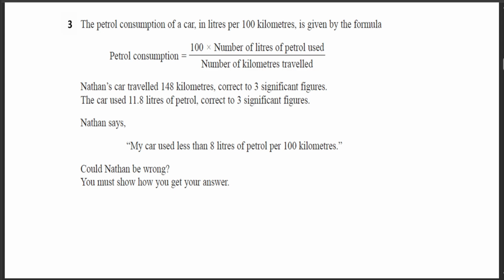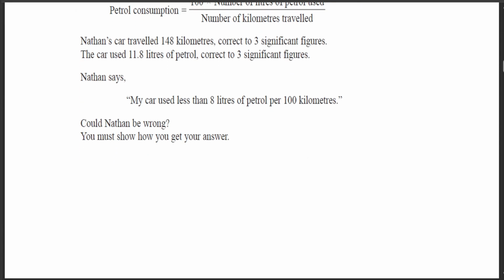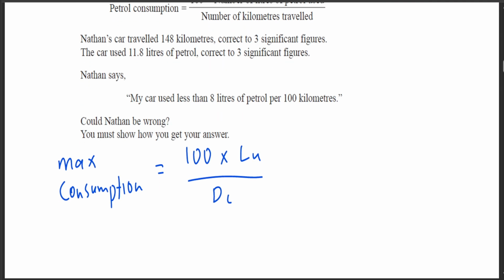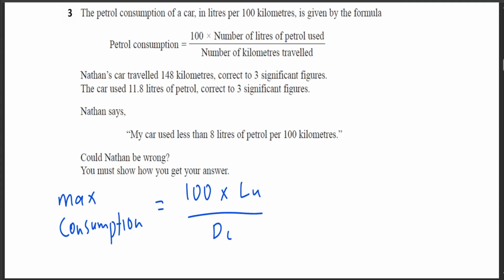Okay, so just like we said, you must show how you get your answer, by the way. Now this one, we'll search for the maximum consumption. Before that, you need to know the maximum. Normally you take 100 times the liters, which is upper, over the number of kilometers or distance, lower bound. So the number of liters of petrol used, upper, over the distance covered, the lower bound for the distance covered.